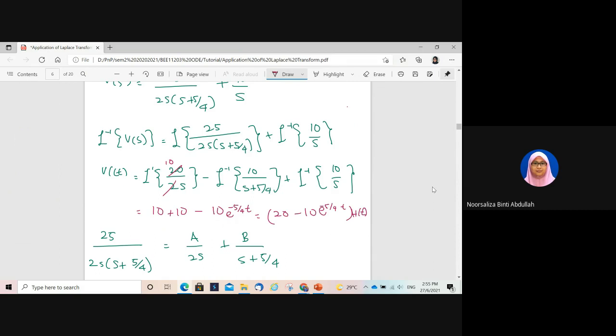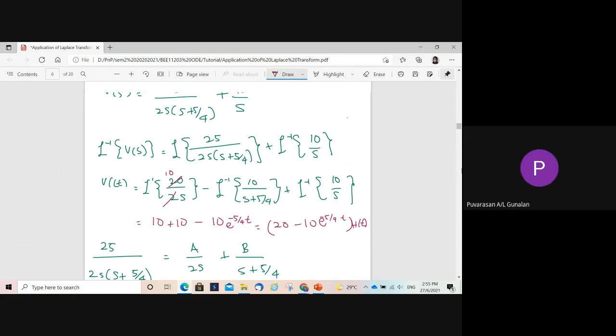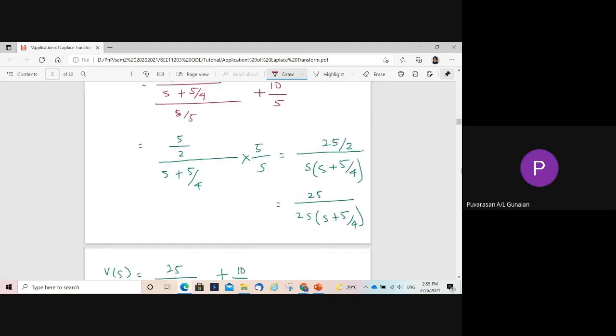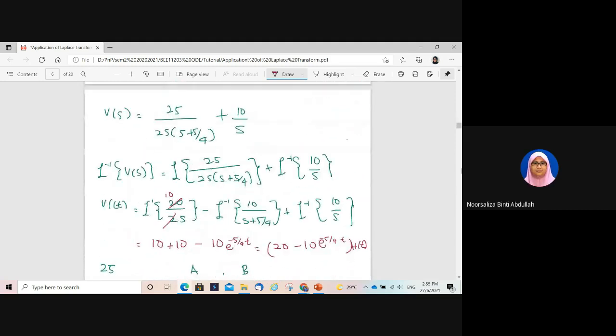Okay, ada soalan? Do you have any question? Tak ada. Ada. Doktor, partial fraction. Mana? Partial fraction kat bawah sekali. Oh, bawah sekali.